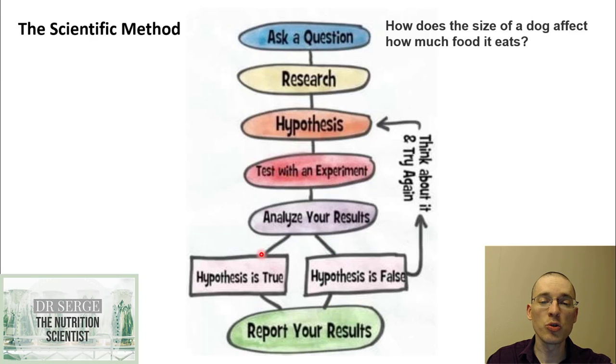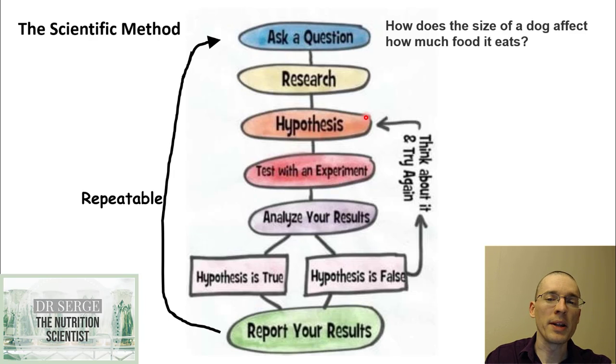If the hypothesis is true, we report the results. That's what scientists do, they report results in papers and in the literature, which we can have access to through PubMed, for example. If the hypothesis is false, we need to go back to the hypothesis and change it. So this is the basic concept of the scientific method.